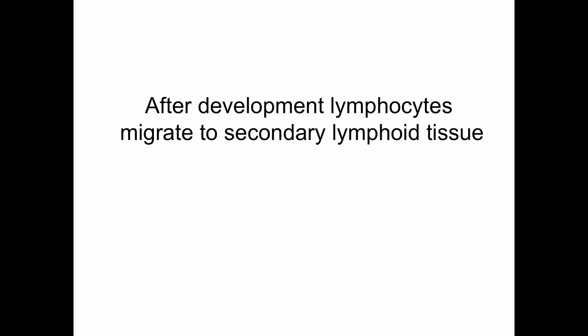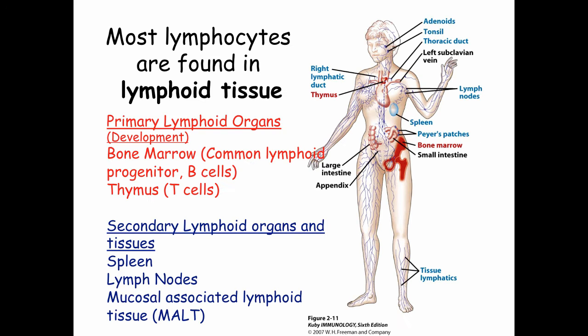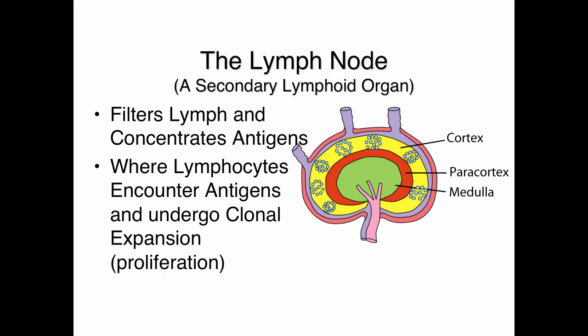So, after development in primary lymphoid organs, lymphocytes migrate to secondary lymphoid tissue. Secondary lymphoid tissue is largely defined as spleen, lymph nodes, and tissue that's associated with mucosal sites or barrier sites, especially in the gut and the respiratory tract, and to a certain extent in the reproductive tract.